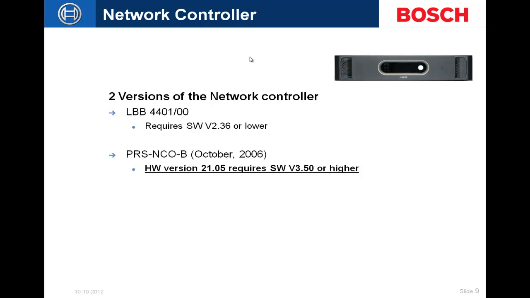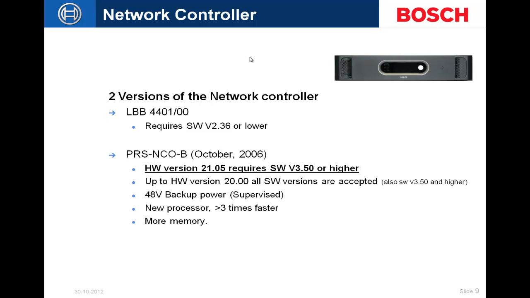Keep in mind that the newest version of the hardware, version 21.05, will come with version 3.5 or higher, and it cannot be downgraded to a lower version of firmware. So if you're going out on a retrofit and you're putting in a new network controller and the gear that's existing in the system has version 3.4 firmware, upgrade the old gear to match the 3.5 firmware rather than downgrading the network controller back to 3.4. Just bring everything up to the newer version.